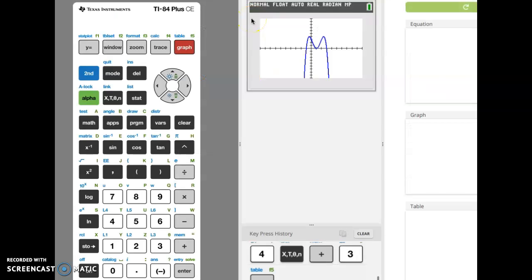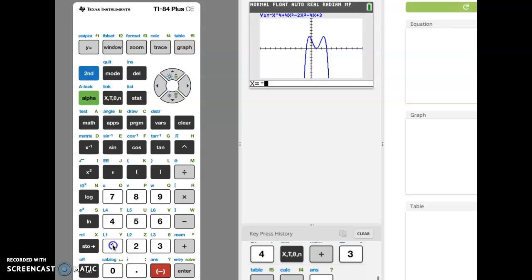I've got my next graph here. It looks like if I trace, my zeros are at -1. Let's just double check.